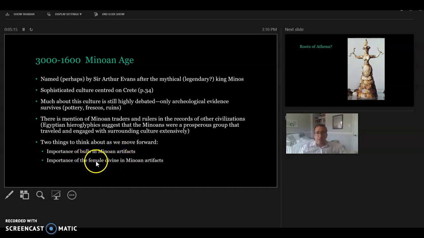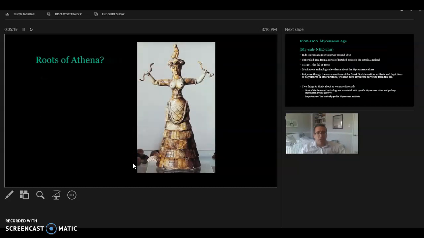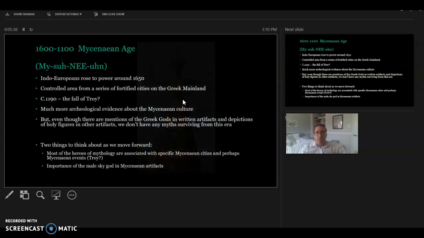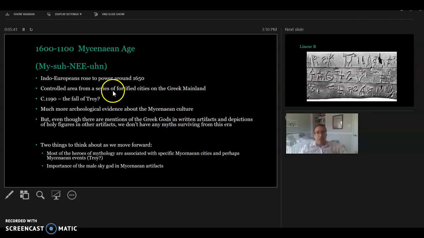It was very much tied to fertility and that kind of stuff. And there's also the importance of the female divine in Minoan artifacts. There's a lot of figures like this of powerful women holding snakes, right, bare-breasted, this powerful, kind of aggressive woman figure, right? So you have both of these things going on in some of the artifacts we found, and both of these are definitely echoed in a lot of later Greek myths and figures. So we move on to the Mycenaean Age, right?